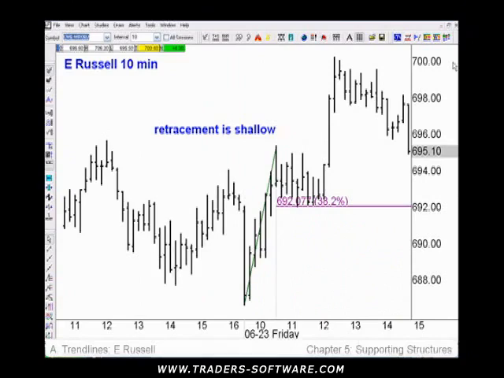Now keep in mind that as retracements go, anything less than 38% isn't really fair game. It's just noise. So if it's a little bit less than 38%, that's fine. If it's a lot less than 38%, then that can be just noise. So this is the unfolding of a measured move.